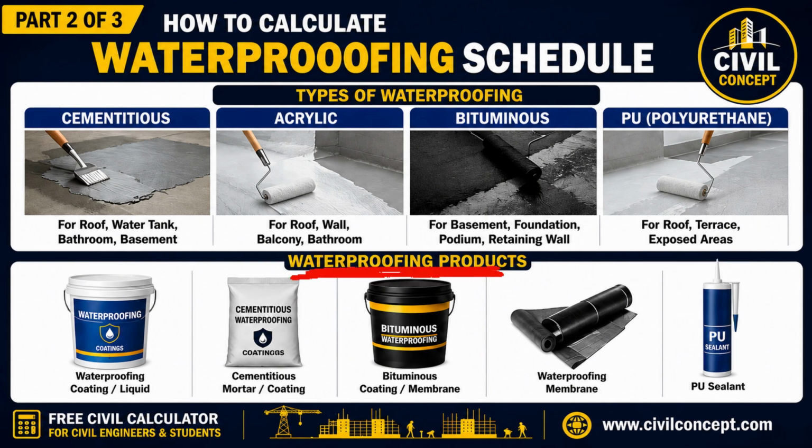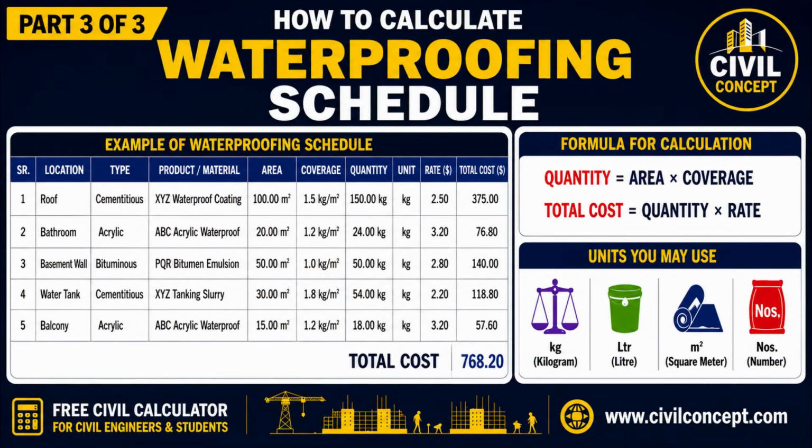Now, let us look at some commonly used waterproofing products. These include waterproofing coatings, cementitious mortars, bituminous coatings, waterproofing membranes, and PU sealants. Next, let us learn the basic formulas used in a waterproofing schedule.